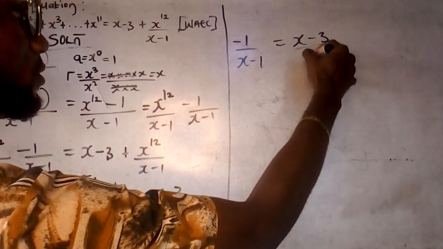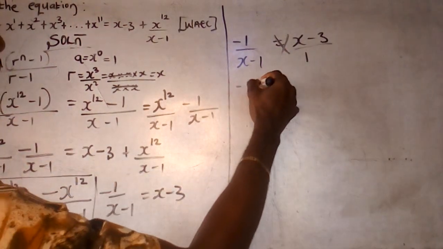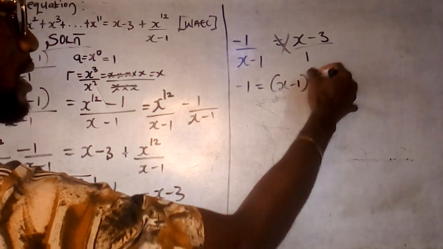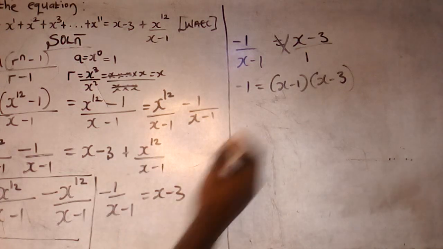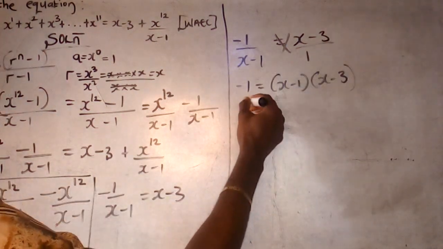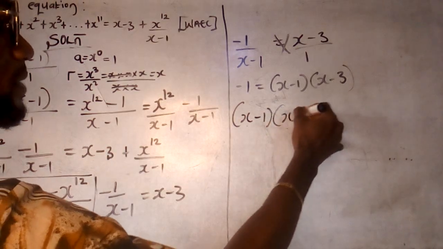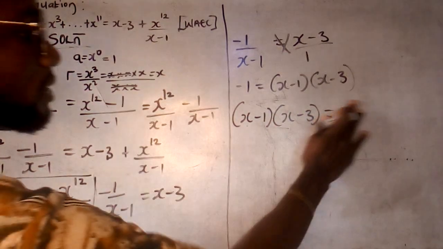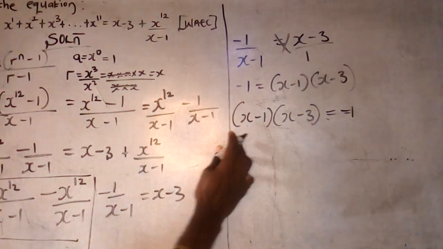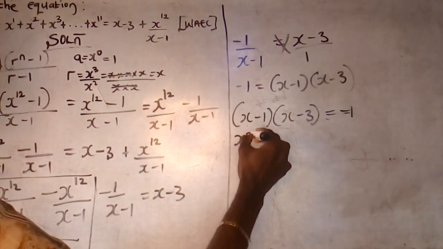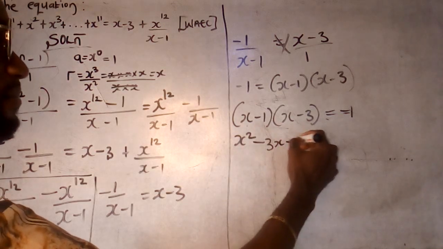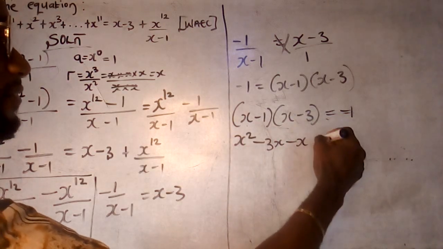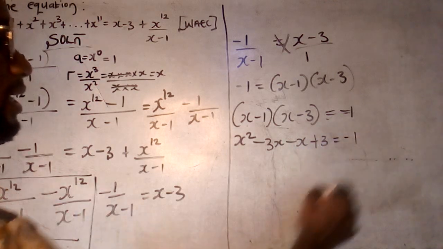To check this, cross multiplication now, we have minus 1 times 1 is minus 1, and we have it to be x minus 1 into x minus 3. So that is what we have. So let's do some expansion here. I will bring this to the left hand side. x minus 1 into x minus 3 is equal to negative 1. So x times x is x squared. x times this is minus 3x. Minus 1 times x is minus x. Negative 1 times negative 3 becomes positive 3, is equal to negative 1.